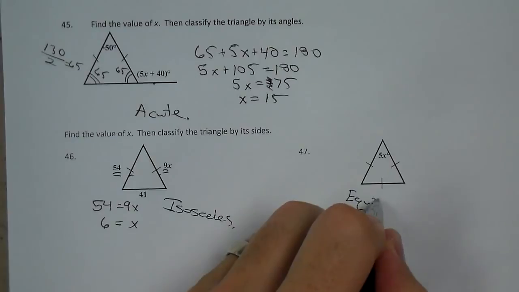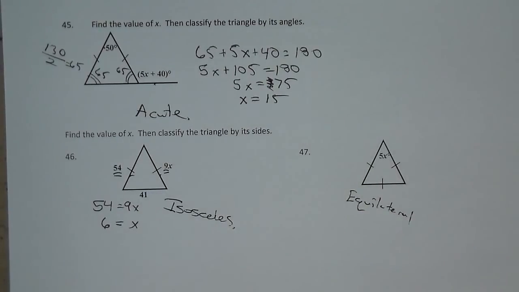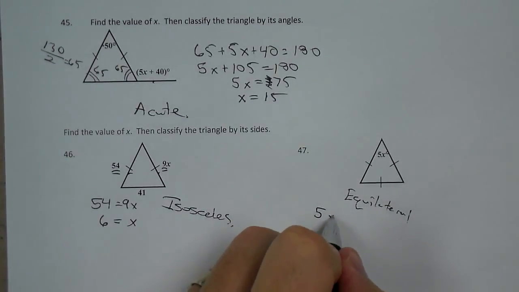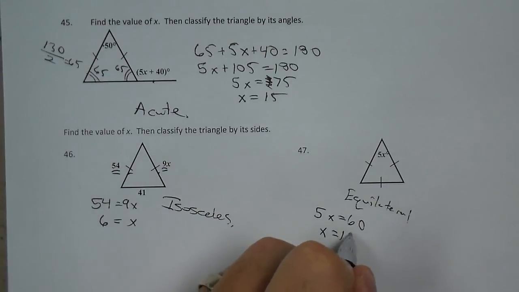47 will be an equilateral, all sides being the same. Now we said earlier that when it's equilateral, the angles are all 60 degrees. So I'm going to do 5x equals 60 and get x equals 12.